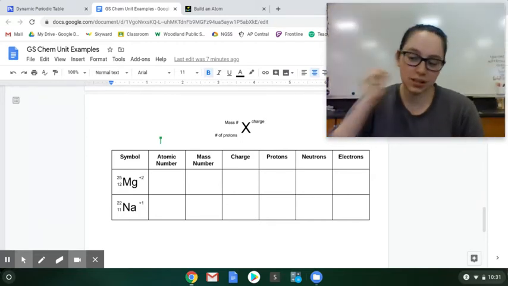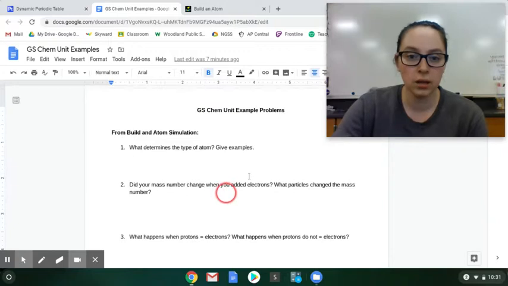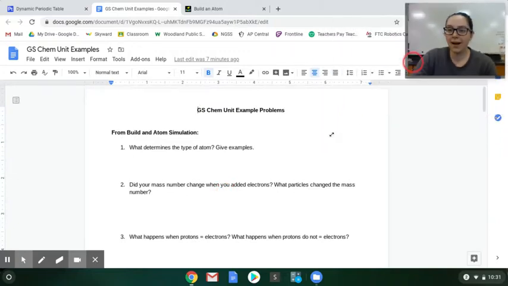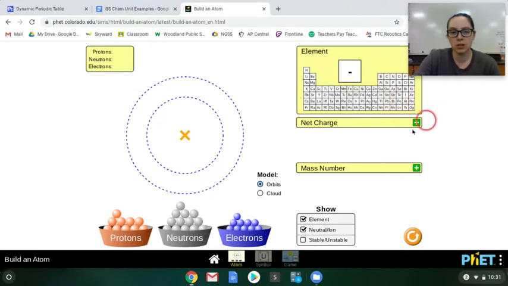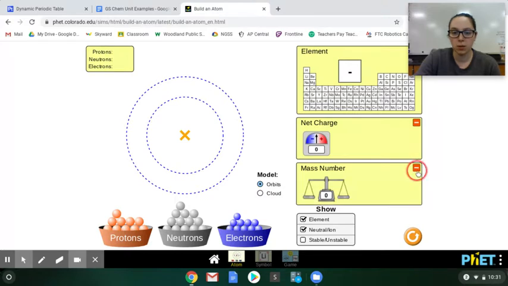So let's start from the very beginning. It's a very good place to start. I'm going to make me a little bit smaller. So starting with the build an atom simulation. So this was your simulation. You should have seen this with a net charge and a mass number, stable or unstable. Make sure you clicked orbits as well. So this is your build an atom simulation.